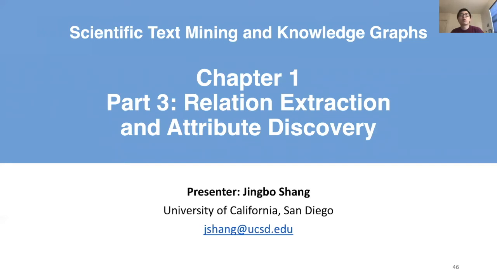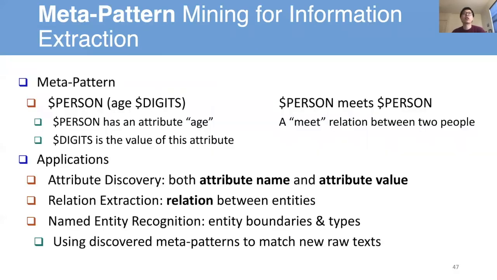In the third part of chapter 1, we are going to briefly discuss relation extraction and attribute discovery, mainly from the meta pattern perspective. A meta pattern is a pattern at a meta level. We are going to replace some entities by their types. For example, we will replace Donald Trump, these two words, by $person, because we can recognize this is a person. So we can have some patterns like $person, brackets, age, dollar digits.